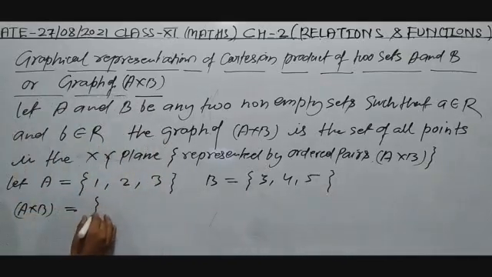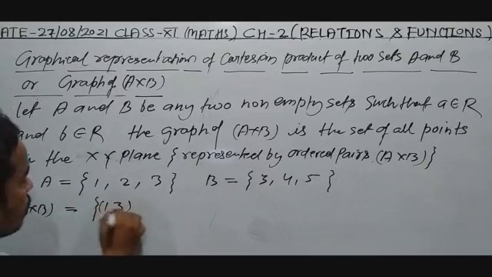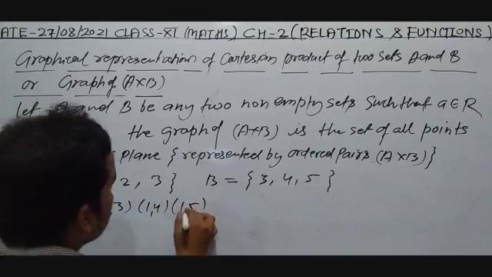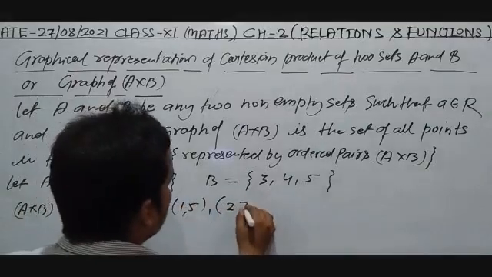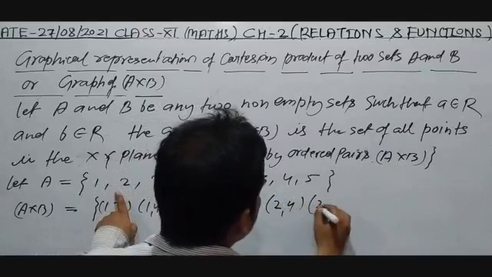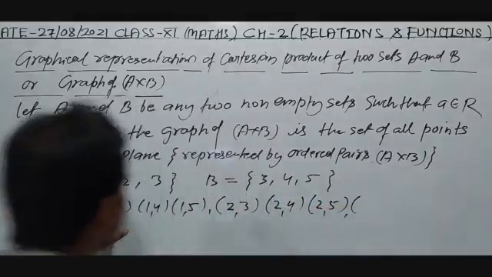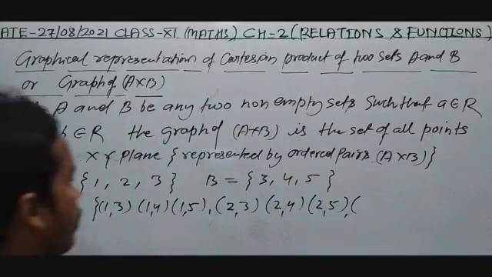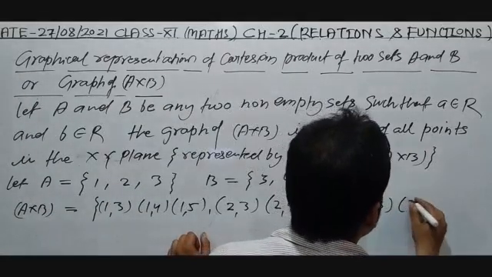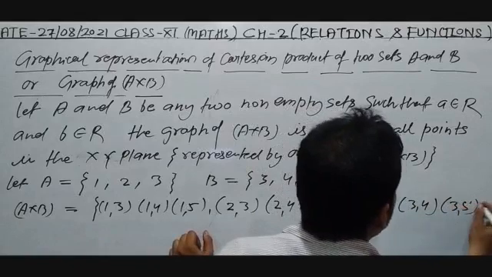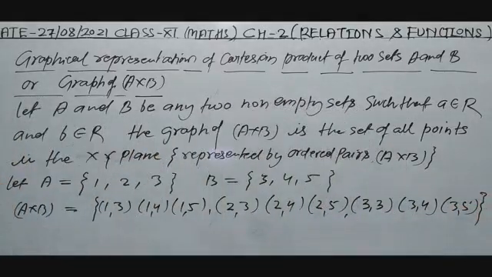So when you calculate A cross B, every ordered pair of A cross B we can write: (1, 3), (1, 4), (1, 5), now (2, 3), (2, 4) and (2, 5), now (3, 3), (3, 4) and (3, 5), curly bracket closed. So there are 9 elements, there are 9 ordered pairs. You will see, how can you cross check or verify?